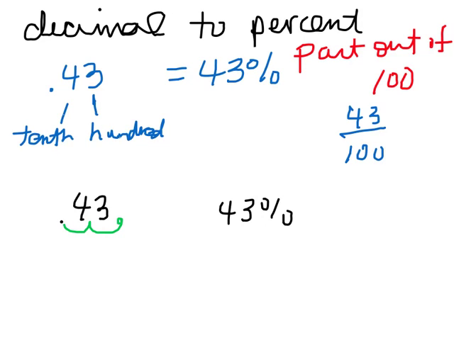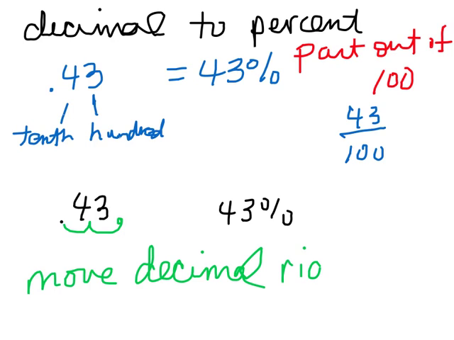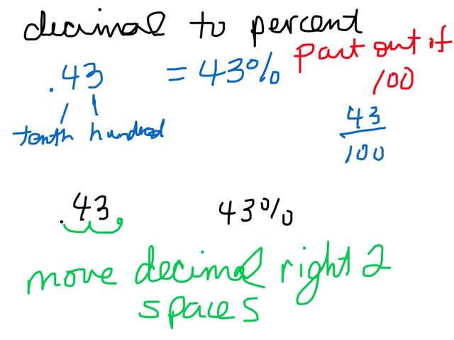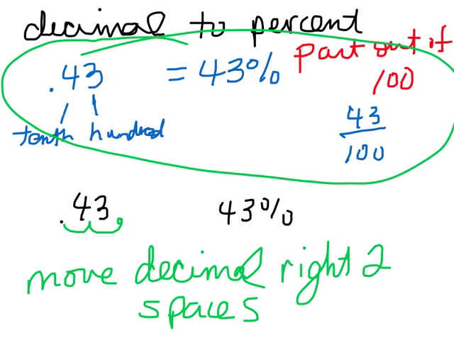You move the decimal right 2 spaces. Okay? So let's try another one. When I go from a decimal to percent, I move the decimal right 2 places. This is almost something you've either got to think through like I did here to remember, or you've got to memorize it. It just comes down to that. You either understand that it's parts out of 100, or you memorize, move the decimal right 2 places.